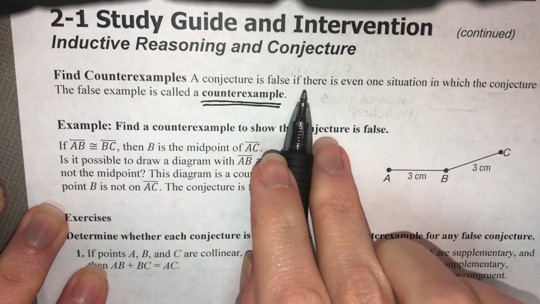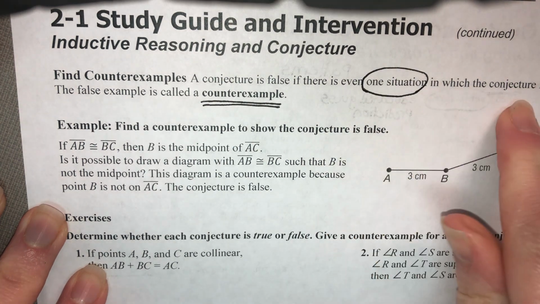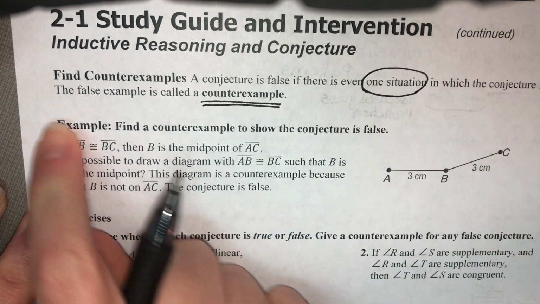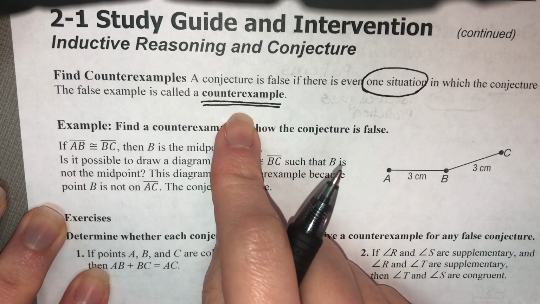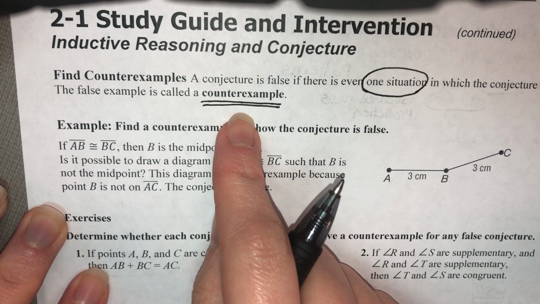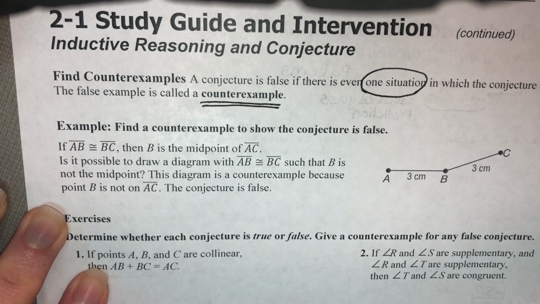A conjecture is false if there is even one situation in which the conjecture is not true. The false example is called a counter example. So if you say, well, it's true most of the time, but there is one case where it wouldn't be true, in geometry, we just call that a flat out false statement. If you can come up with even a single example, which we call a counter example, to prove a statement is false, then we say that that statement is false, okay?